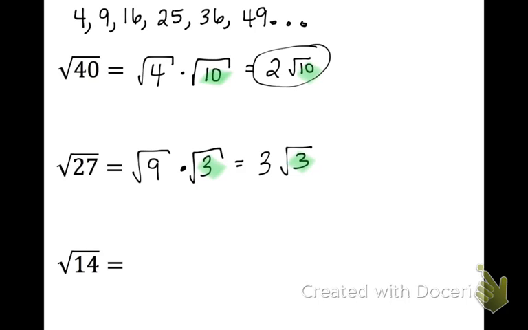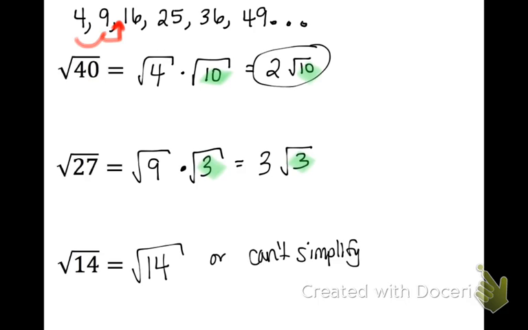Okay, in our last problem, square root 14. 14 fits right here between 9 and 16. 9 doesn't divide 14. 4 doesn't divide 14. So there are no perfect squares in my list that divide 14, so I cannot simplify this, and that might happen to you sometimes in your practice or on your test. So you can either just rewrite square root 14, or you could put can't simplify. Either one works.